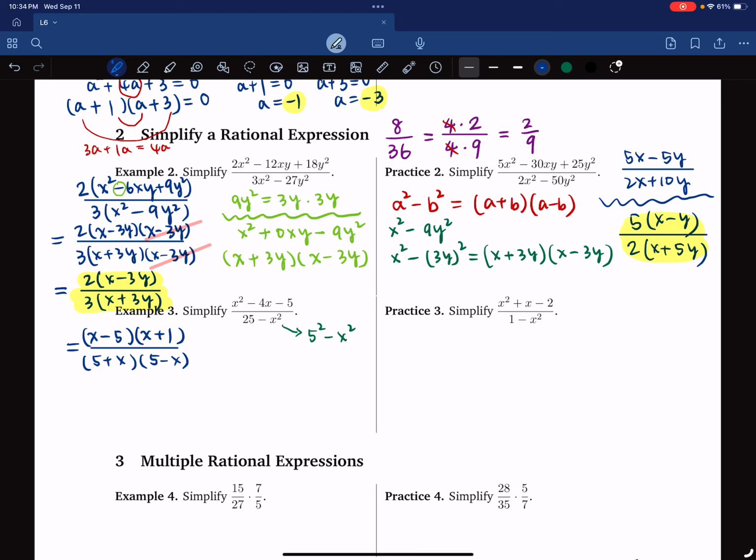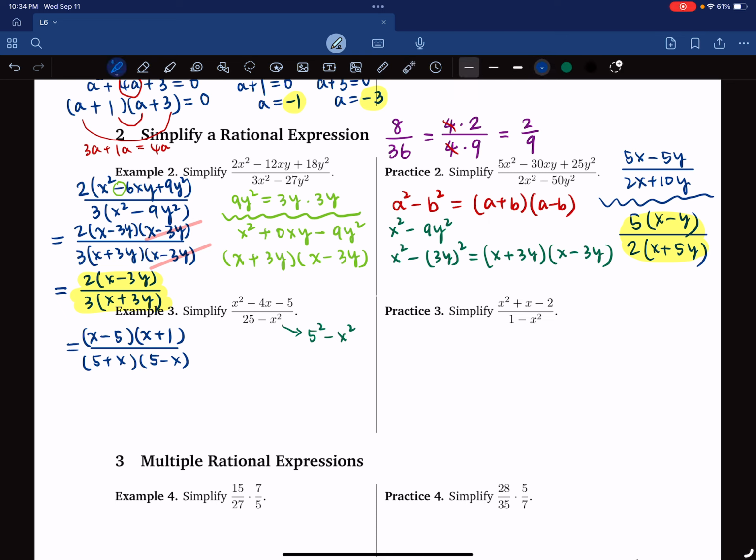Okay. And then I'm going to talk about something called the opposite factors. And you might notice that we have something very similar, but not exactly the same, right? So what do you see? You see x minus 5 and you see 5 minus x. They look very similar, but they're not exactly the same. So you could not just cross them out. That's going to be incorrect.